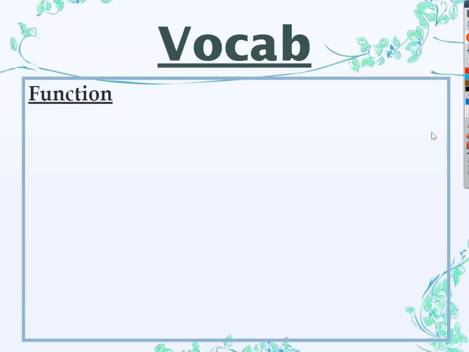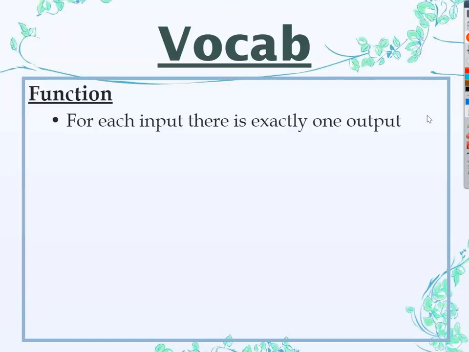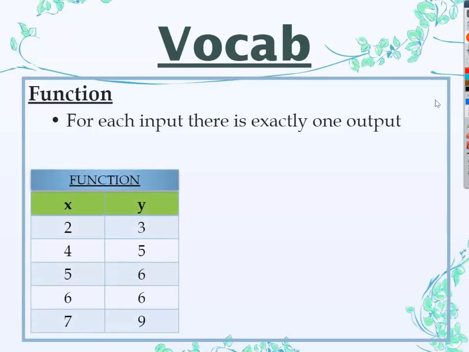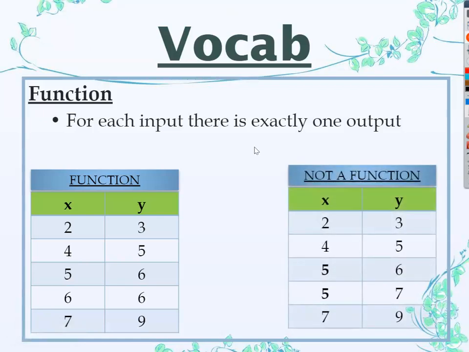All right, now we're going to go ahead and look at functions. A function just means that for each input, there is exactly one output. If I'm looking at this function right here, it is a function because each x value has exactly one output. I don't really care that these 6s are repeated. We have one output per unique input, so that is an example of a function.